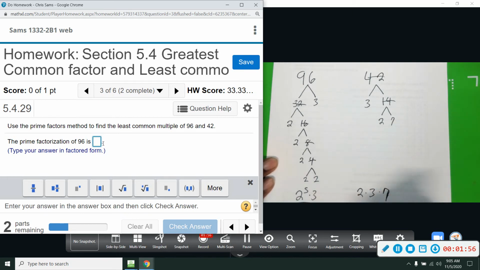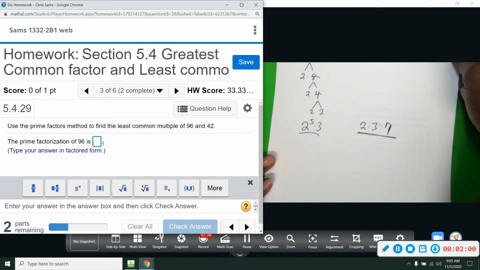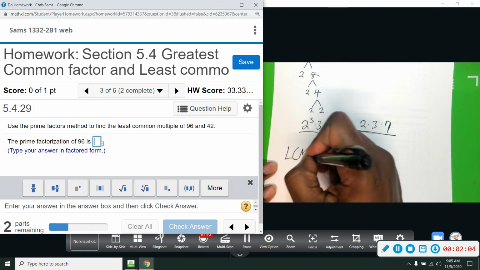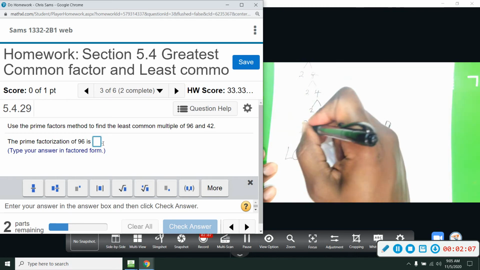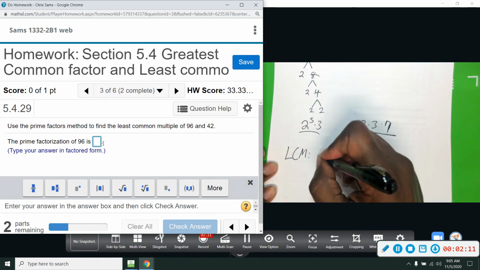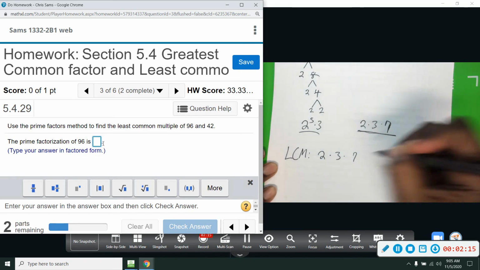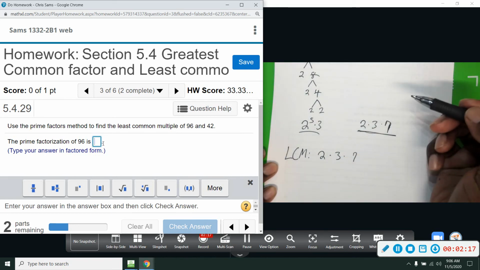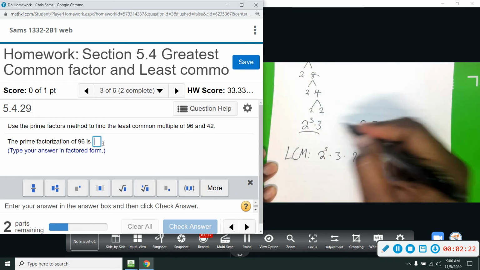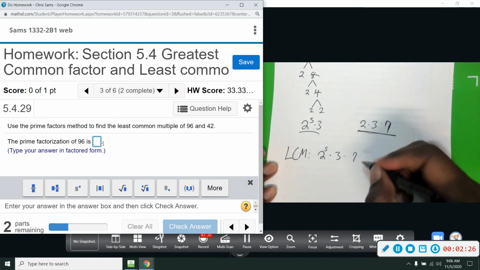All right, so we got both prime factorizations. Now, when you want to find the least common multiple, LCM, you have to take all the factors. So 2, 3, and 7. That's all the different numbers that are listed. And then you take the largest exponent. So out of the 2s, the biggest one is 5. Out of the 3s, they're the same, so just 1, 3, and there's only 1, 7. So this will be your least common multiple.